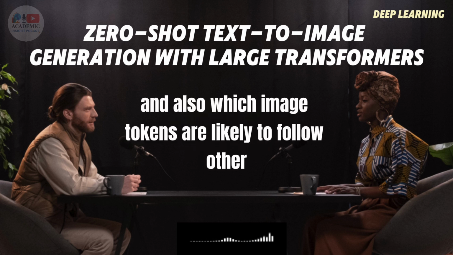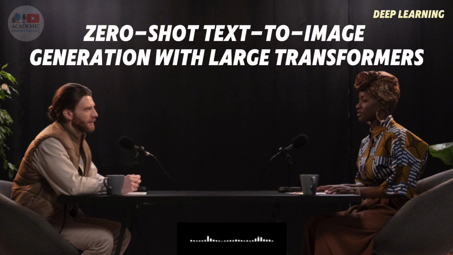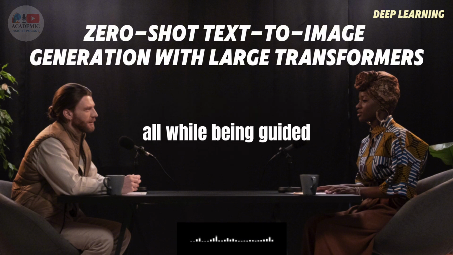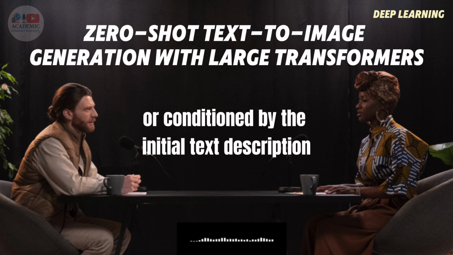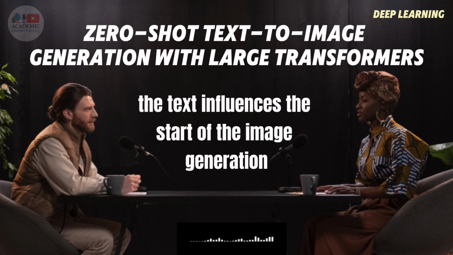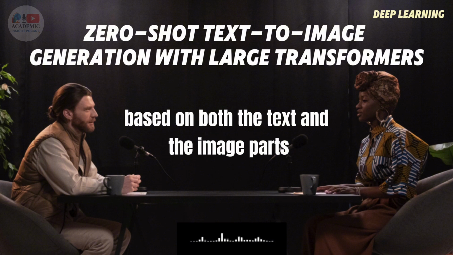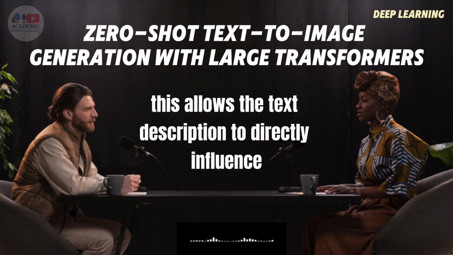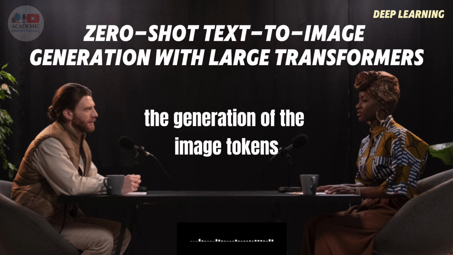And also, which image tokens are likely to follow other image tokens to make a coherent picture, all while being guided or conditioned by the initial text description. So the text influences the start of the image generation, and then the model continues based on both the text and the image parts it's already generated. Precisely. This allows the text description to directly influence the generation of the image tokens that follow.